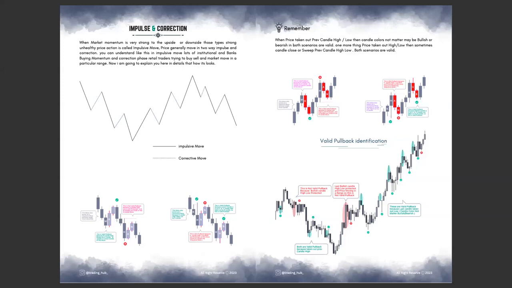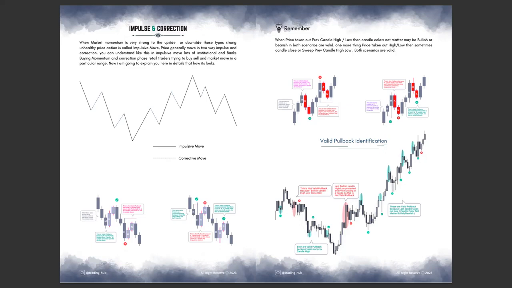Is a corrective move and a pullback the same? Exactly. A corrective move and a pullback are similar. Impulse and correction: a single straight move into the downside or upside is called an impulsive move. And a corrective move, or you can say a pullback move, is what is called a correction.